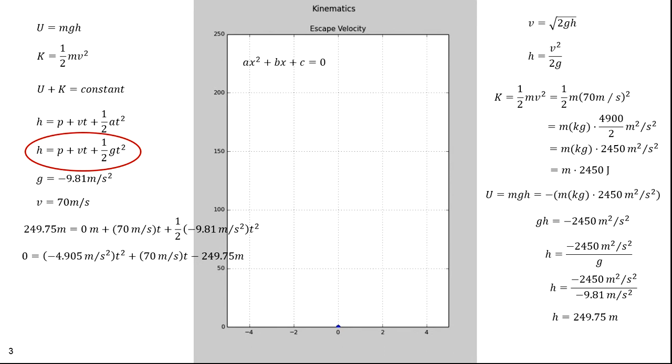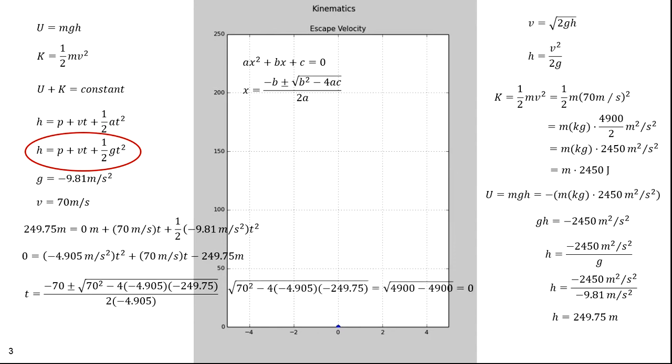Recall from algebra that this is a quadratic equation, and we solve for t with the quadratic formula. t thus equals minus 70 plus or minus the square root of 70 squared minus 4 times minus 4.905 times minus 249.75, over 2 times minus 4.905. 70 squared equals 4 times 4.905 times 249.75, so the term under the radical equals 0. The quadratic formula simplifies this. 70 divided by 9.81 equals 7.136 seconds. That's how long it takes for the ball to reach its apex.